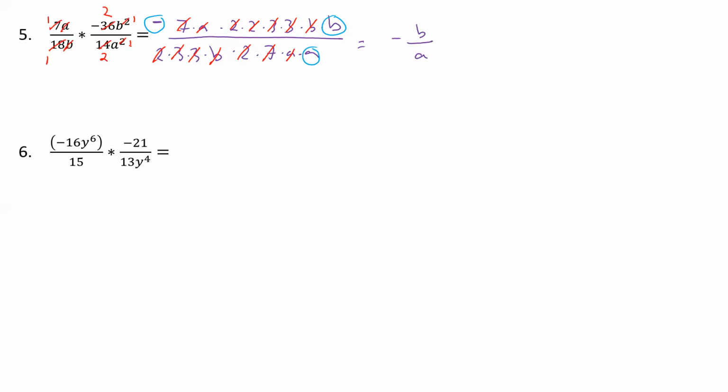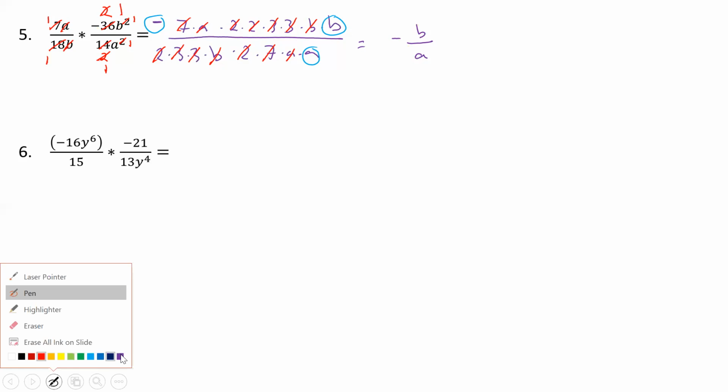So we have 1 left over. And that 2 goes in here once. That 2 goes in here once. And so now we have a 1 times a negative 1. So that's just our negative. Then we have a b to the first, so b. And on the bottom, we have 1 times a to the first, which is just a. And so we just get the negative b over a.